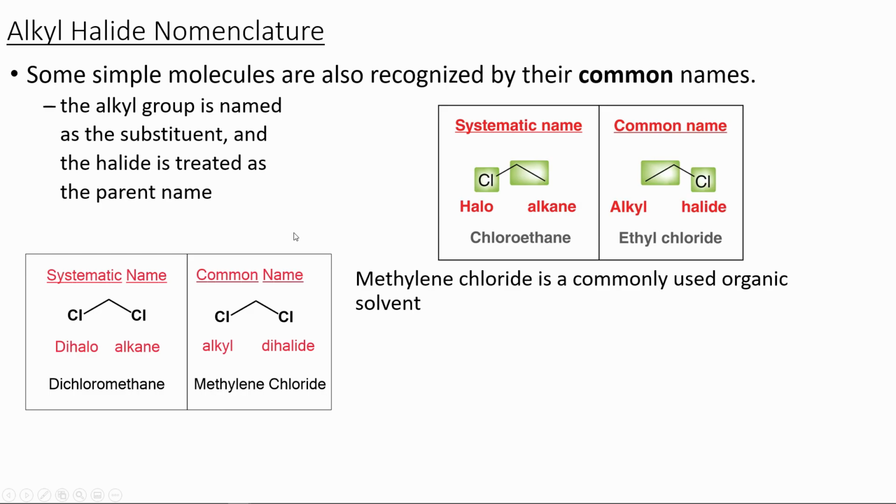There are a few alkyl halides that we should refer to by their common name. One of the most useful organic solvents that we have is methylene chloride, and that would be the common name for dichloromethane. This solvent will dissolve pretty much anything that's organic. It's a very useful solvent, but it's also carcinogenic.